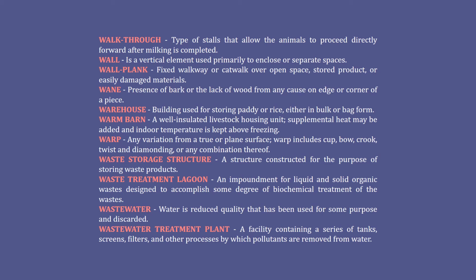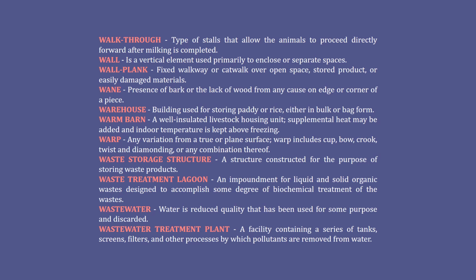Wall is a vertical element used primarily to enclose or separate spaces. Wall plank. Fixed walkway or catwalk over open space, stored product or easily damaged materials. Wane. Presence of bark or the lack of wood from any cause on edge or corner of a piece. Warehouse. Building used for storing paddy or rice, either in bulk or bag form.